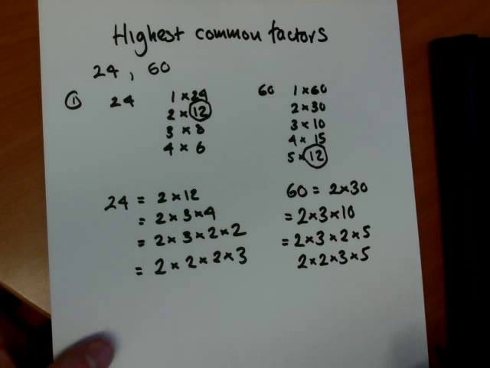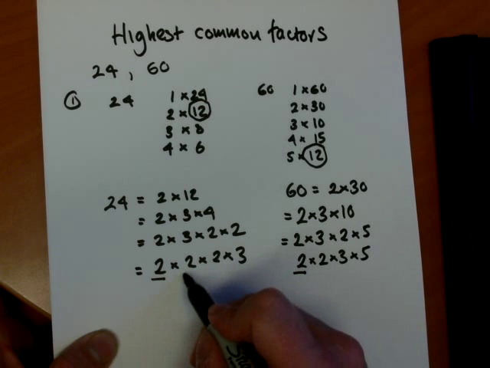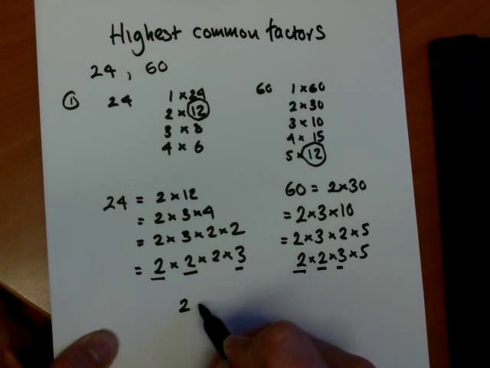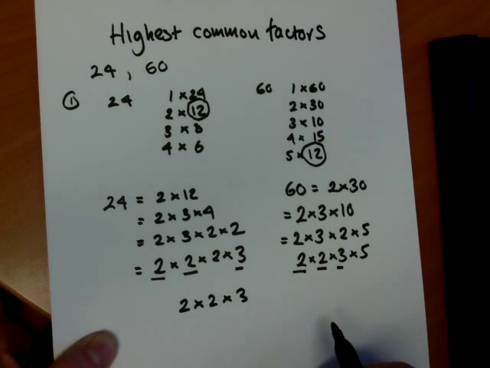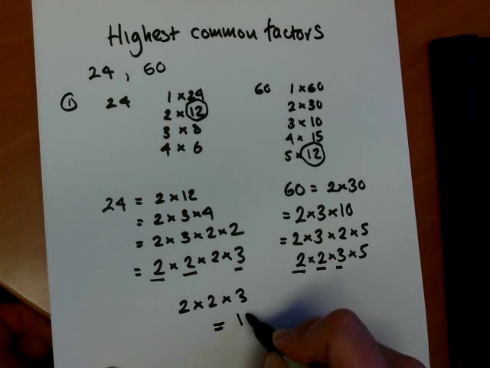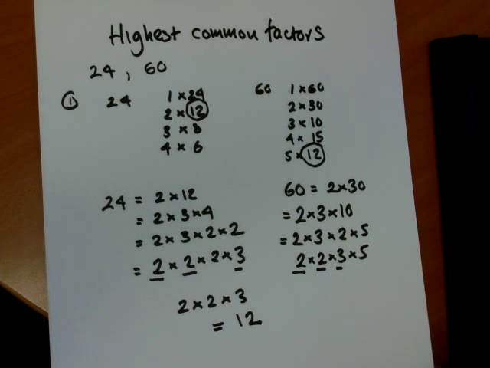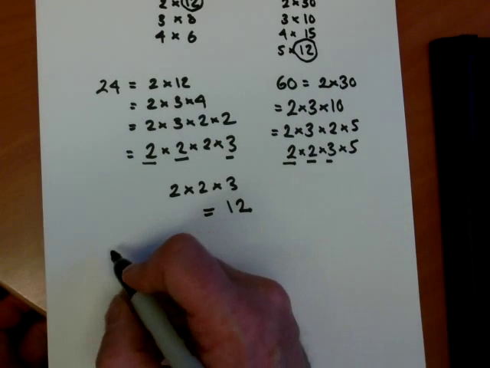To get the highest common factor, underline numbers that are in both. And you'll see I've underlined 2 and 2 and 3. And if you multiply those numbers together, you will get the answer 12. So that second method is very good for larger numbers. So I'll go on to another one now.